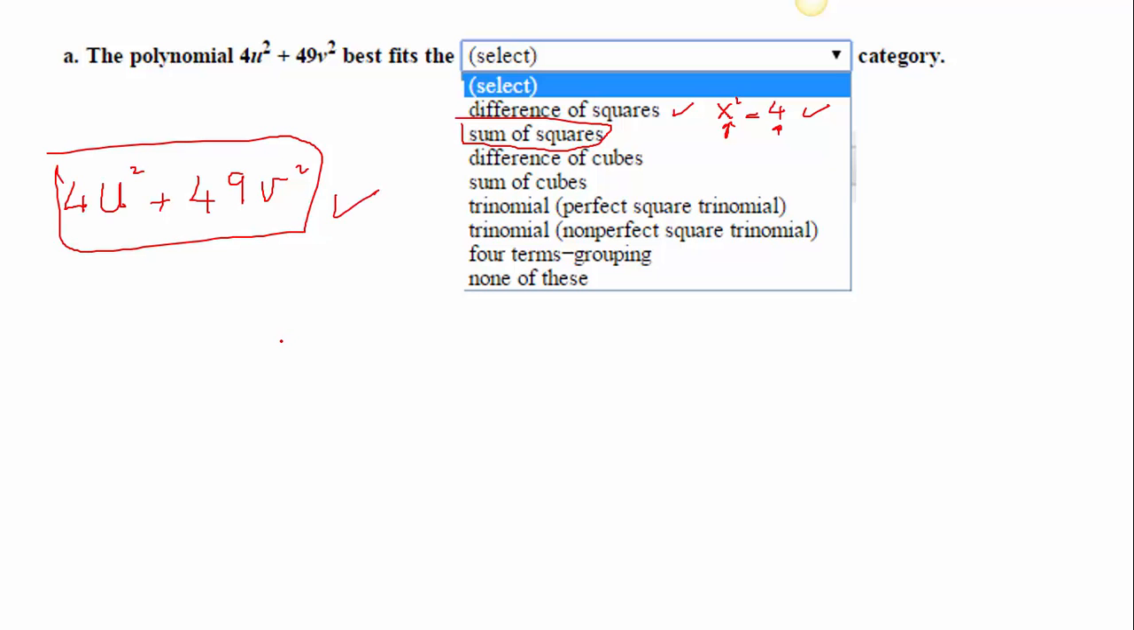Okay? So now can we factor? No, we cannot factor. This cannot be factored, and it is called a prime. It cannot be factored and we call it prime.